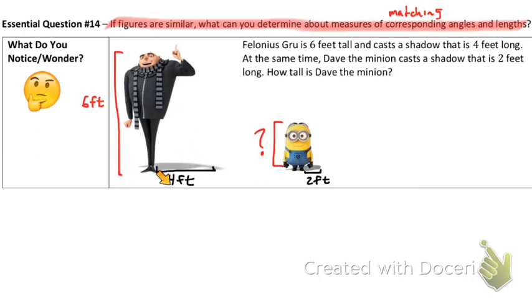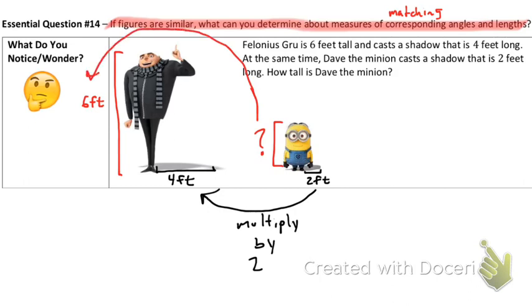If you look, their shadows have a relationship from 4 feet to 2 feet or 2 feet to 4 feet. So if you think about it, from Dave's shadow to Gru's shadow, we are multiplying by 2. Okay, so that means because these guys are similar, we would do the same thing to get my height. We would multiply by 2.